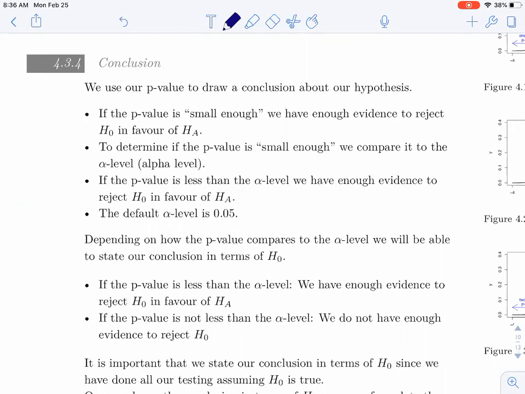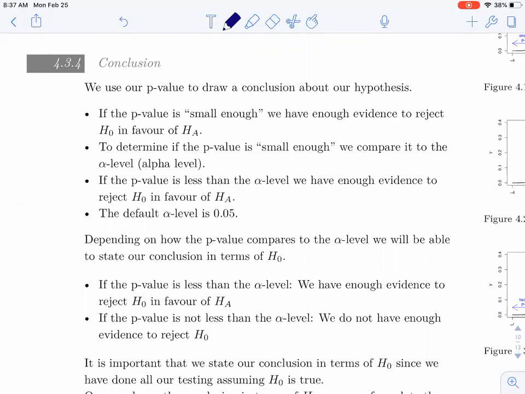So how do we know if it's small enough? It depends on the test. But what we're going to do is have some alpha level. Alpha is the Greek symbol. So we have some alpha level that we're going to compare our p-value to. This is where things kind of derail. There's p-values, there's alpha levels, there's one-sided, two-sided, but you'll get there. So to determine if the p-value is small enough, we compare it to the alpha level.